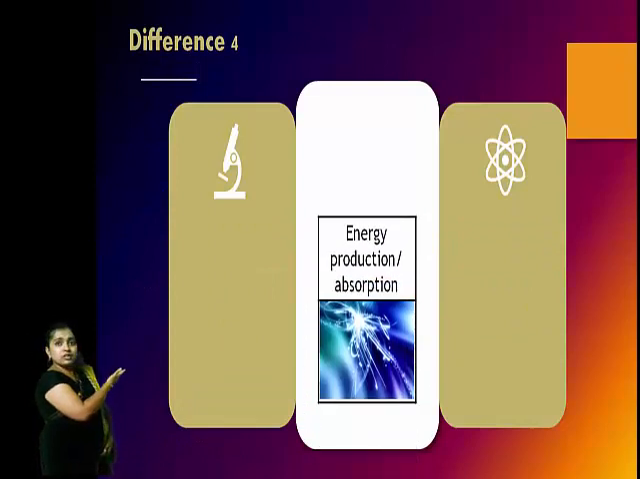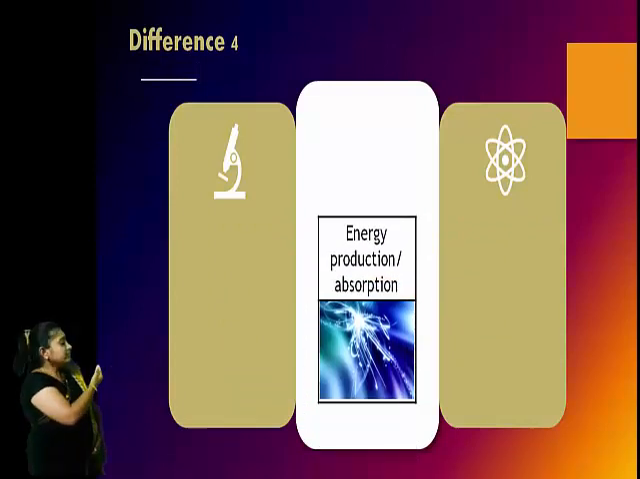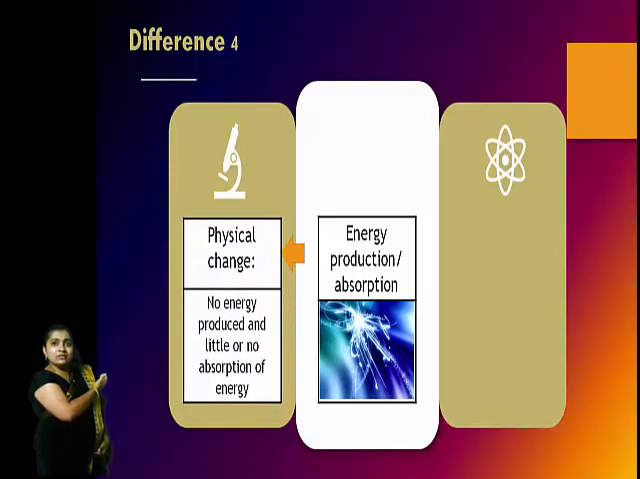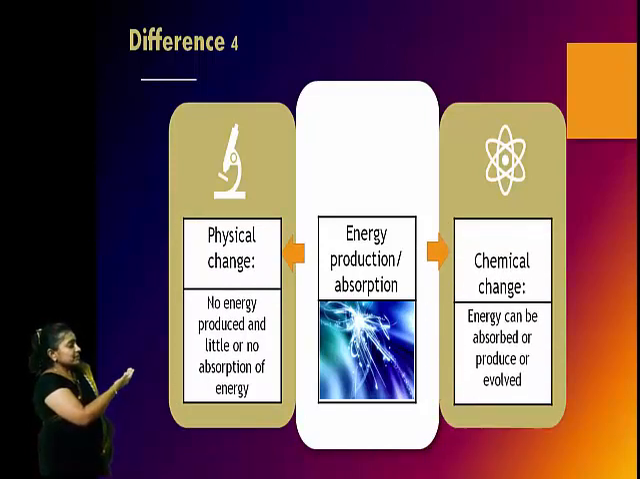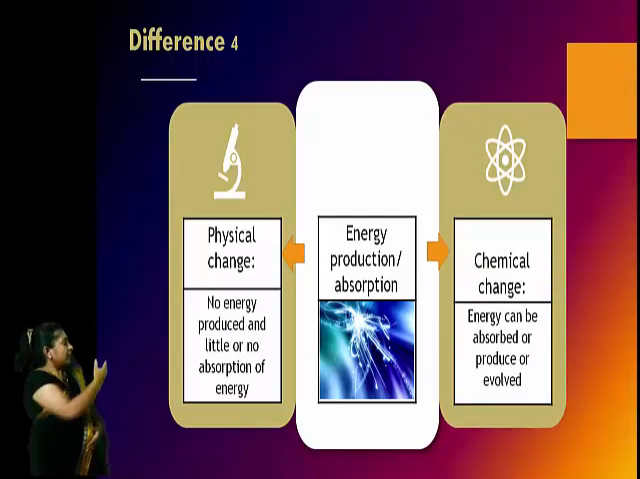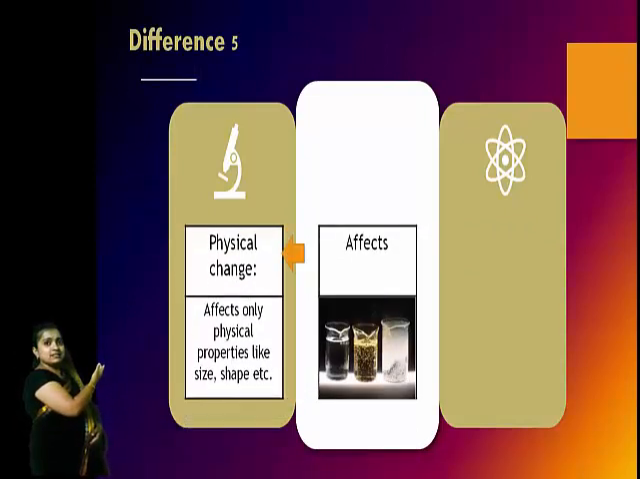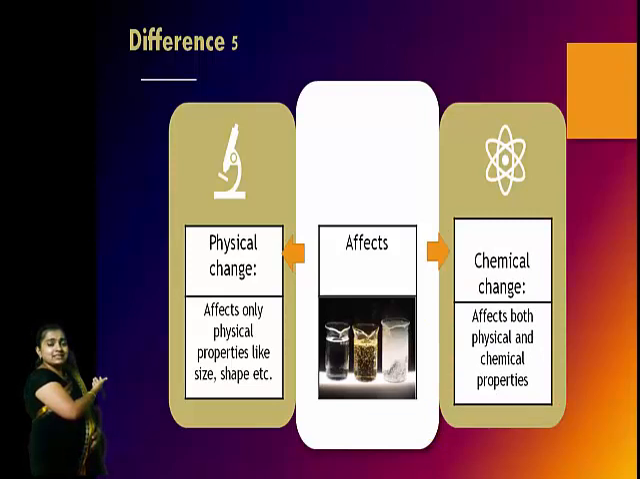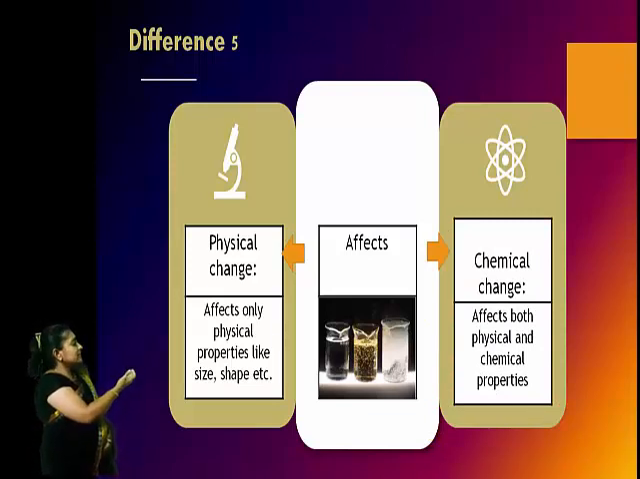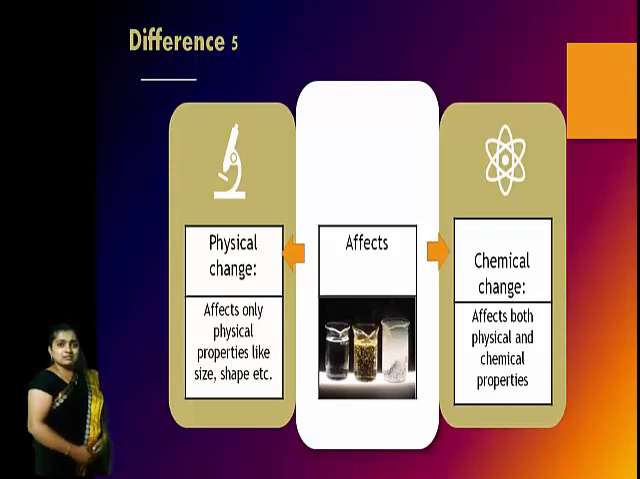Next is energy production or absorption. In a physical change, no kind of energy absorption or evolution takes place, while in a chemical change, absorption and evolution of energy can take place. Effects. In a physical change, it affects only physical properties. Like for example, in this case, only size and shape can change. While in a chemical change, both the physical and chemical properties are changing.